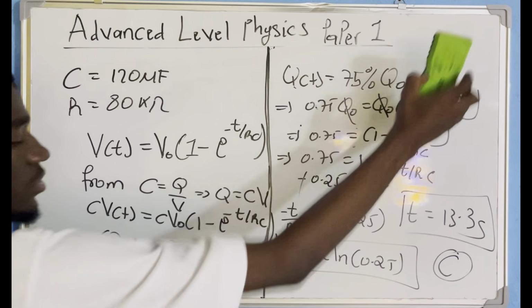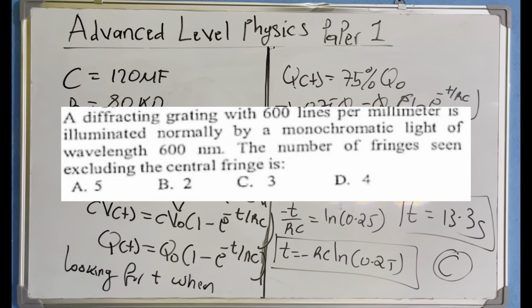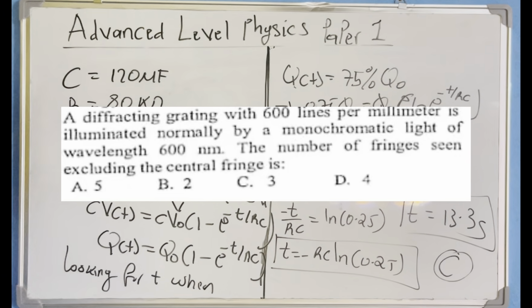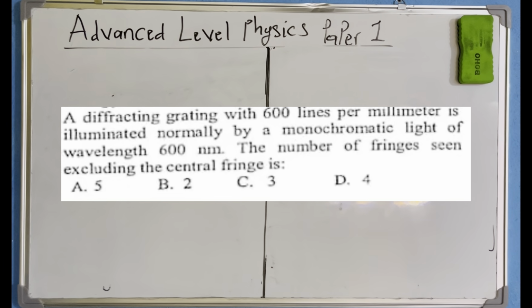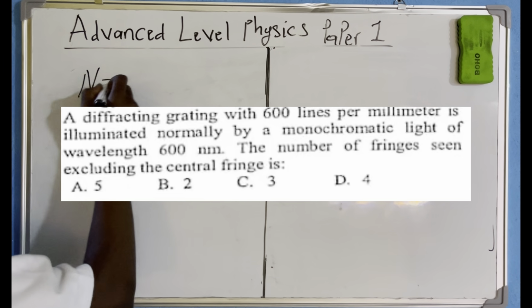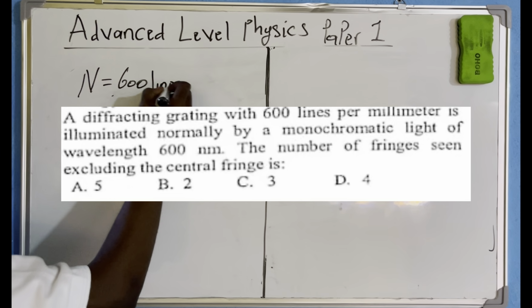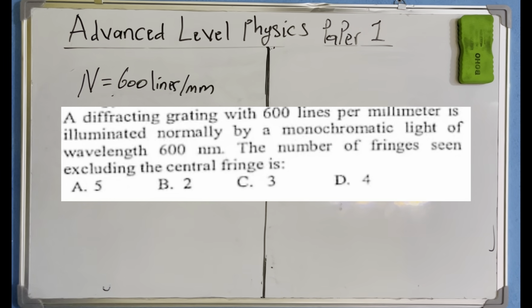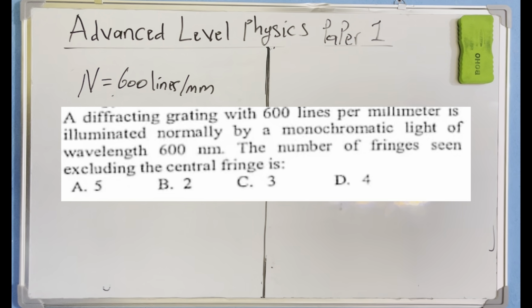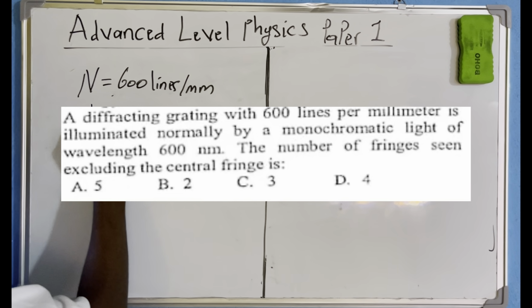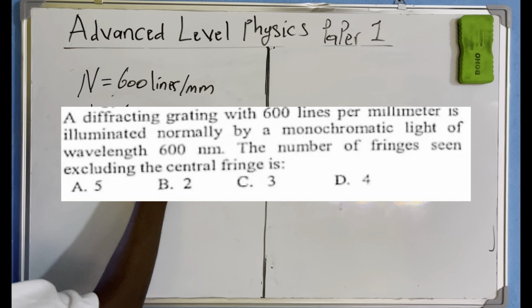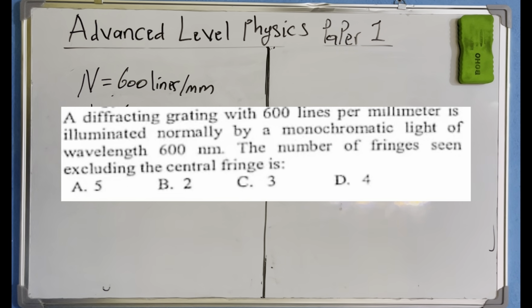Now let us move to the next question. A diffraction grating with 60 lines per millimeter. You should know that n here represents the number of lines per millimeter, so 60 lines per millimeter. Then it is illuminated normally by a monochromatic light of wavelength 600 nanometers. The number of fringes seen, excluding the central fringe. I really explained this in my previous video, so you should go and watch it if you're not understanding.